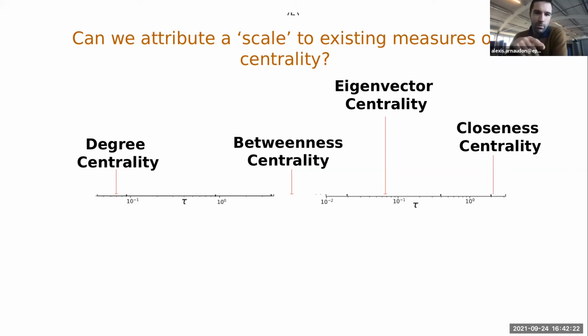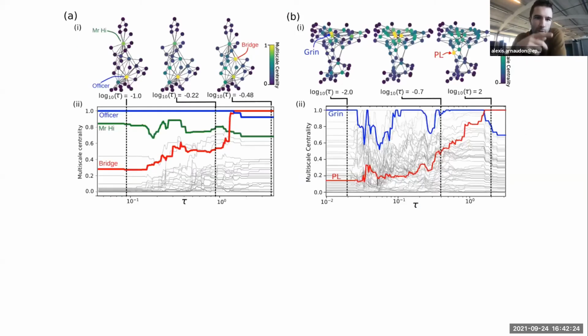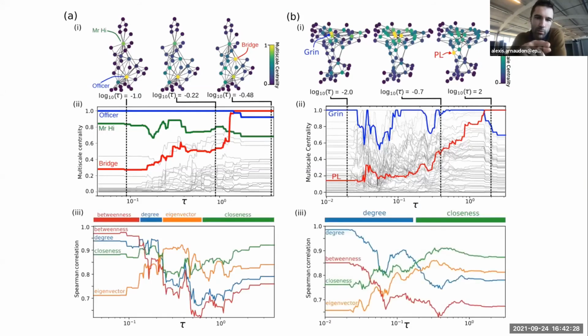So if we look again on the left at the Karate Club, if we trace some of the nodes, we see that they are large at low tau and small at large tau and so on. And if we do the Pearson correlation with different types of centrality measures, we see that some of them correlate more or less with time. And so we can see, for example, betweenness is good at low and degree as well, the closeness for large.